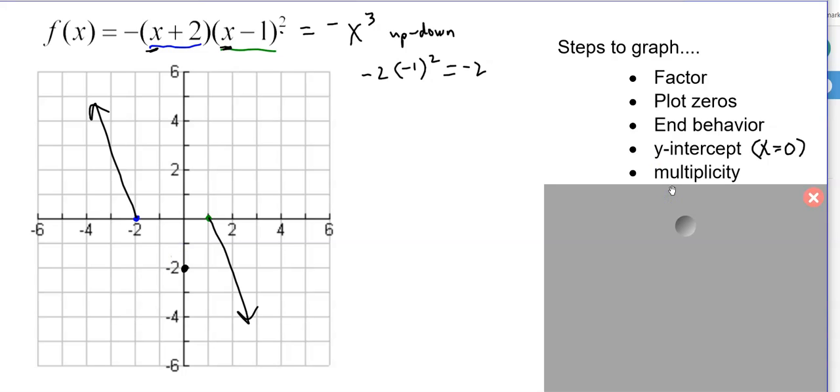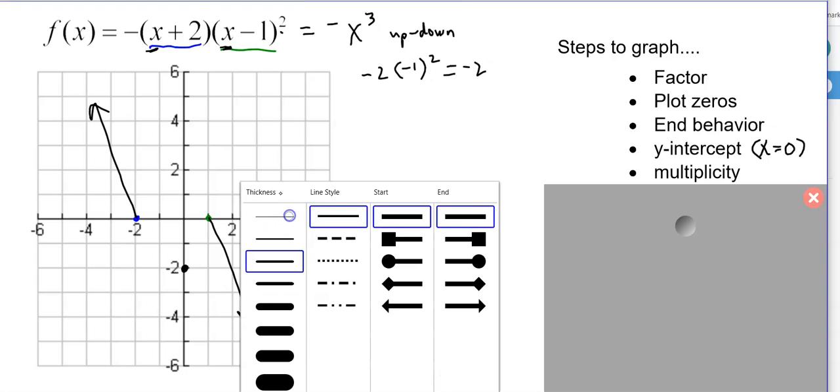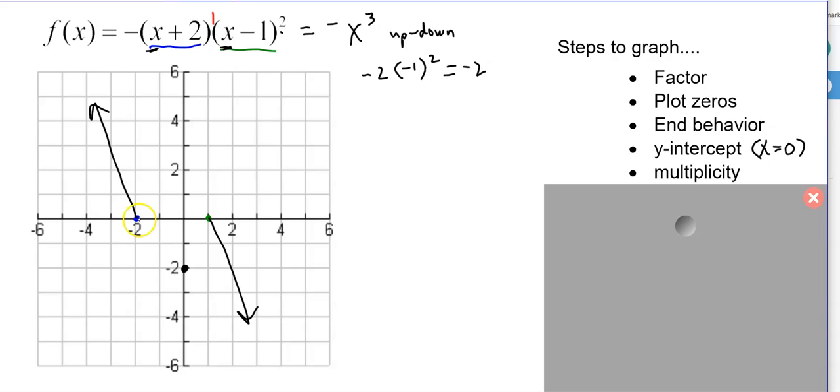Find the multiplicity. Each factor is to a certain power here. The first factor is to the first power, so it's going to go through at -2. And this one is even, so it should bounce, because the multiplicity of that factor is even. It's a 2. There's two x minus 1s. So when it hits this point, it's going to bounce off the axis, come down, and go through the axis there. So there's your pretty nice graph.